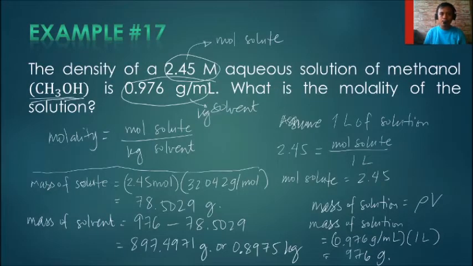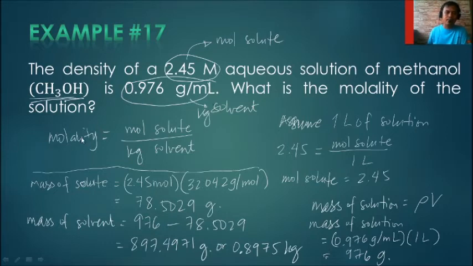Now, let's go to problem number 17. Example number 17. So we have the density of a 2.45 M, so basically this is a molarity, aqueous solution of methanol, having this chemical formula, is 0.976 grams per mL. What will be the molality of the solution? So what will be its molality?